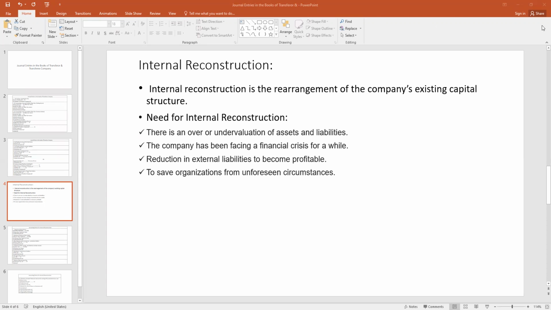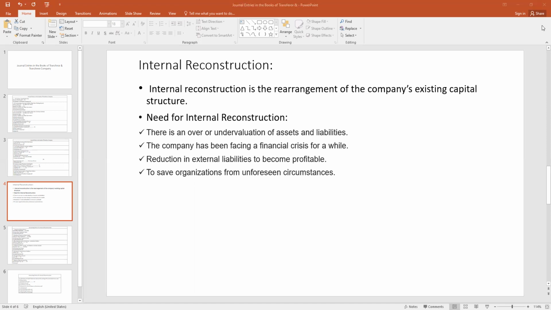When a company is suffering a financial loss, it goes for internal reconstruction. So what are the needs for internal reconstruction? There is an over or undervaluation of the assets and liabilities. To find out the overvaluation and undervaluation of the assets and liabilities, we need to do the internal reconstruction.